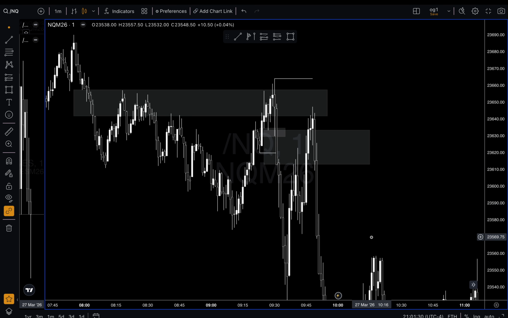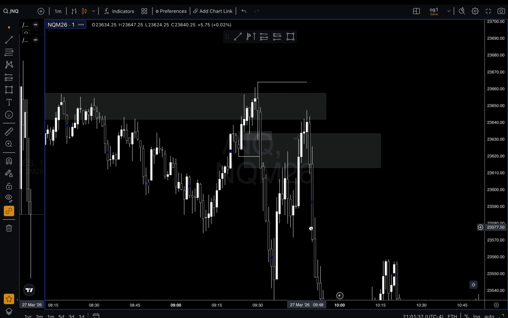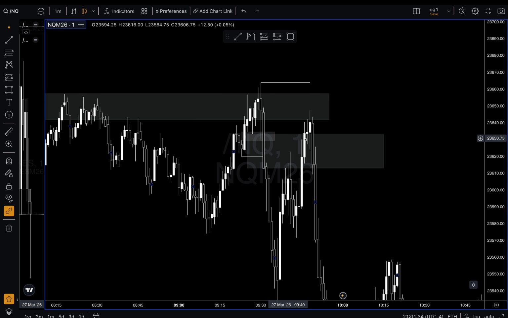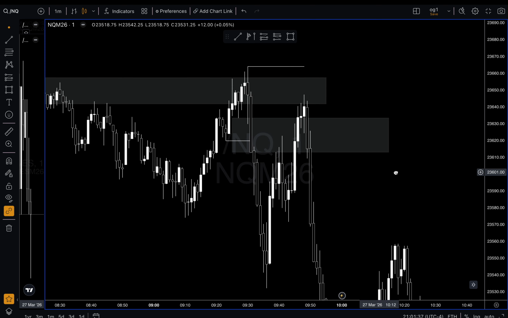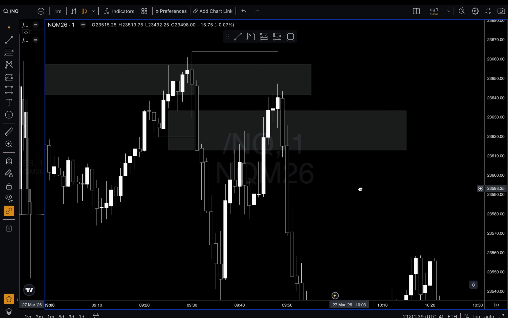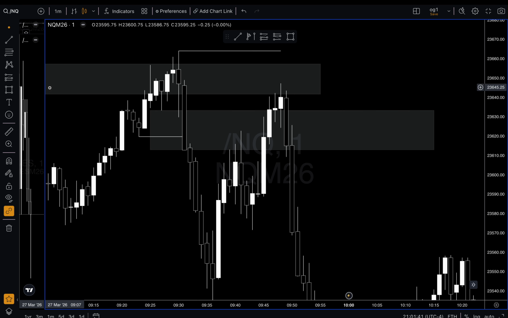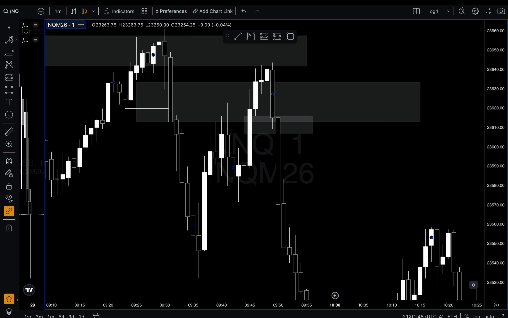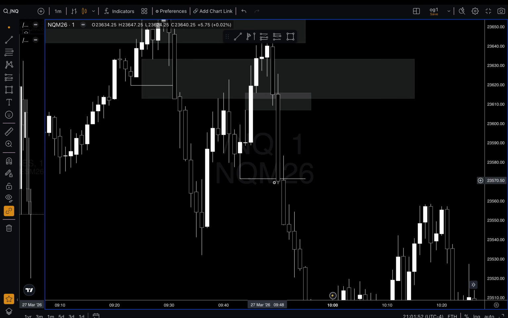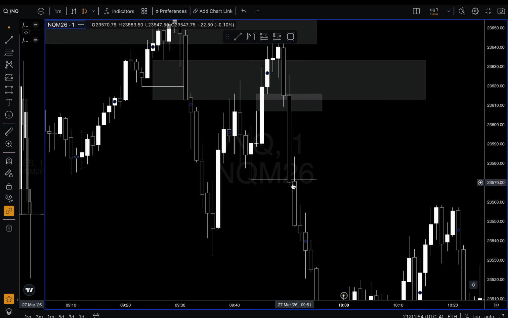And then the next one, we have a pullback into another 5 minute, which is this one right here. Again, my model was not valid. I already hit the internal low right here. Honestly, I could have taken this, since we did close below that gap.